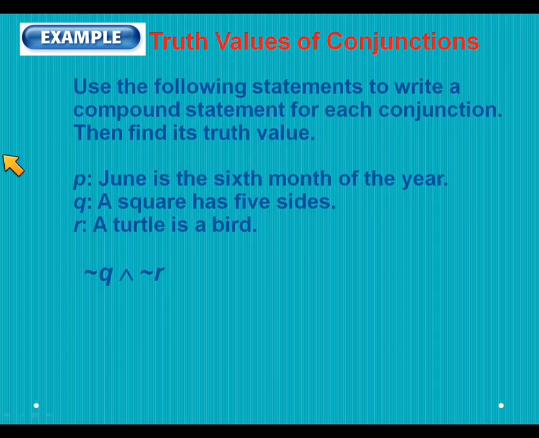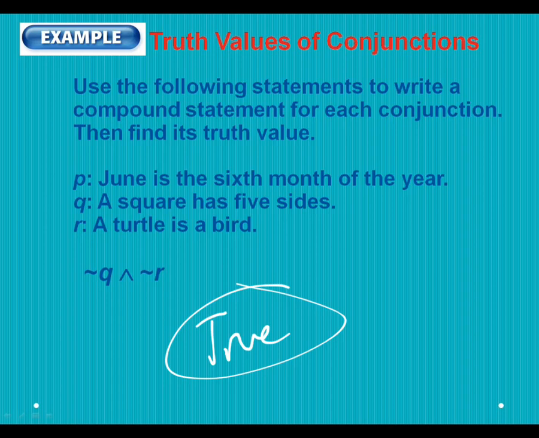Now, how about this one? I want you to think to yourself, this is the negation of Q and the negation of R. Is that true or false? Don't shout out. Let everybody give it. Careful. The negation of Q would be a square does not have 5 sides. That is true. And the negation of R, a turtle is not a bird. That is also true. So together, the compound statement would be true, because both of those things are true.